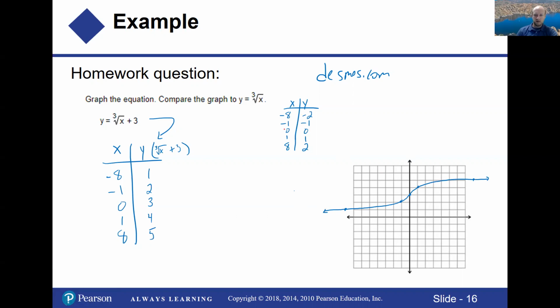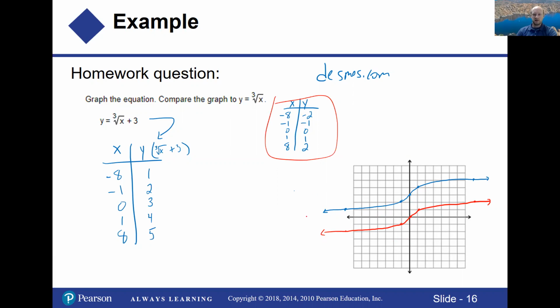And then this one, let's do this in red. This one's going to look like -8, -2, -1, -1, 0, 0, 1, 1, and 8, 2. So what happened here? We kind of learned a little bit about this in chapter 8, but this +3 just moves every y point here up 3. Okay, that's basically what it does.